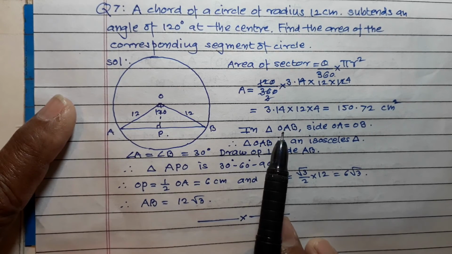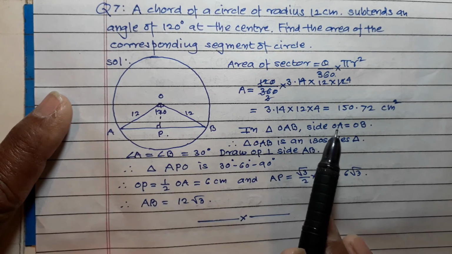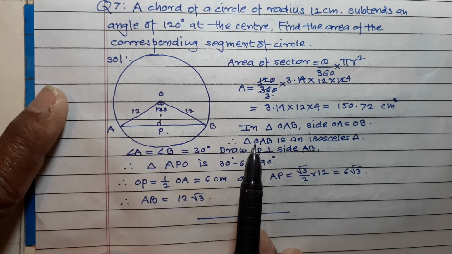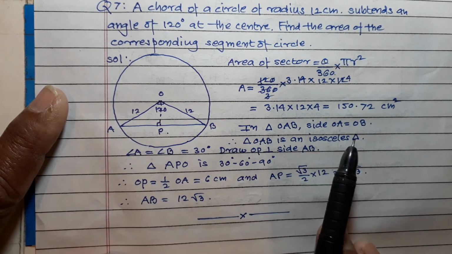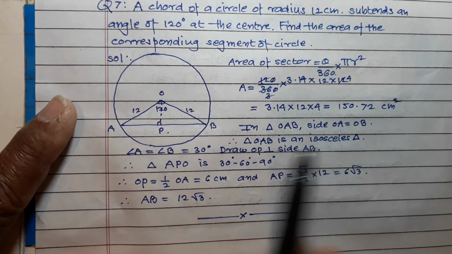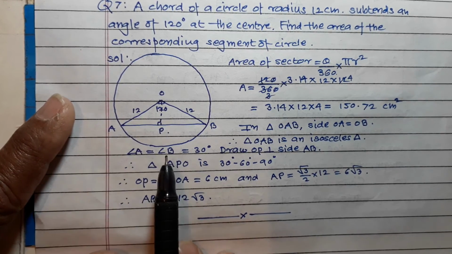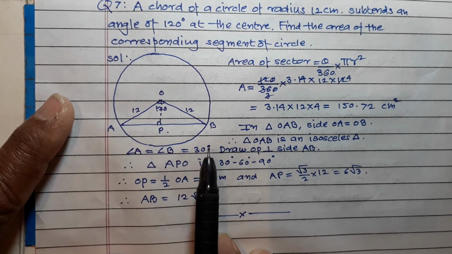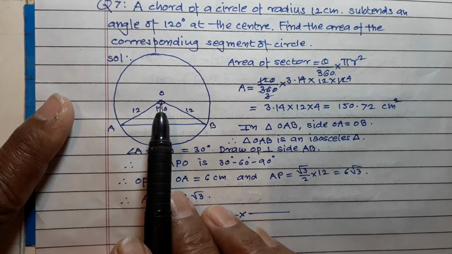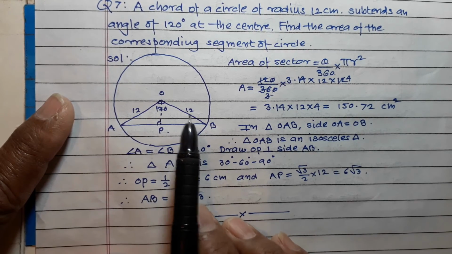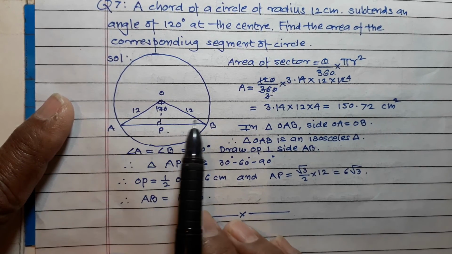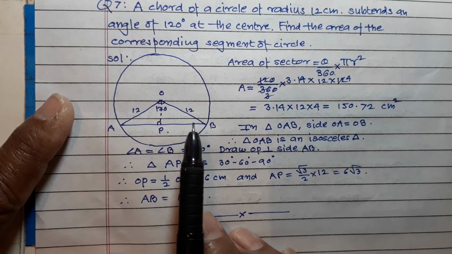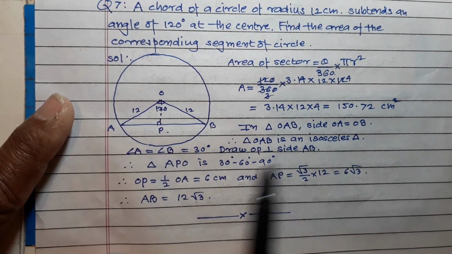In triangle OAB, side OA is equal to OB. So triangle OAB is an isosceles triangle, and therefore angle A is equal to angle B is equal to 30 degrees. So this is 120. So this plus this is equal to 60, and this angle is equal. Therefore this angle is 30 degrees. This angle is also 30 degrees.